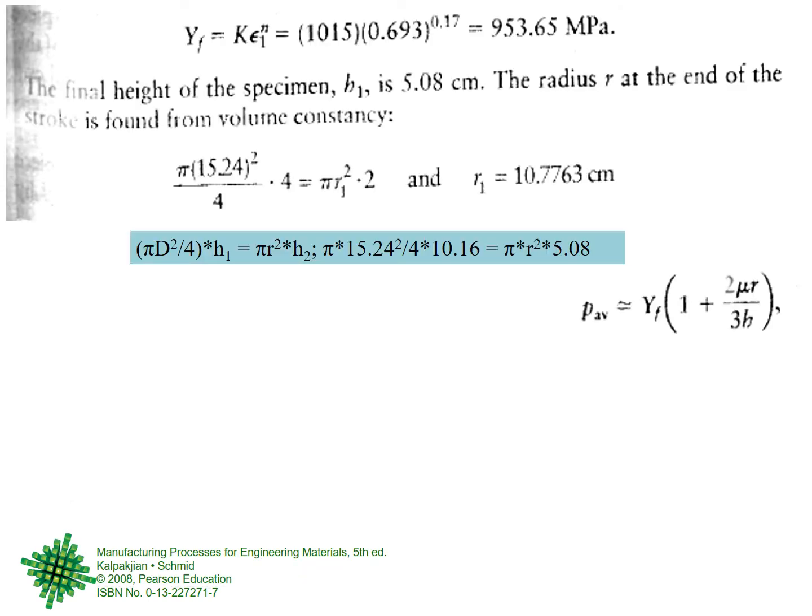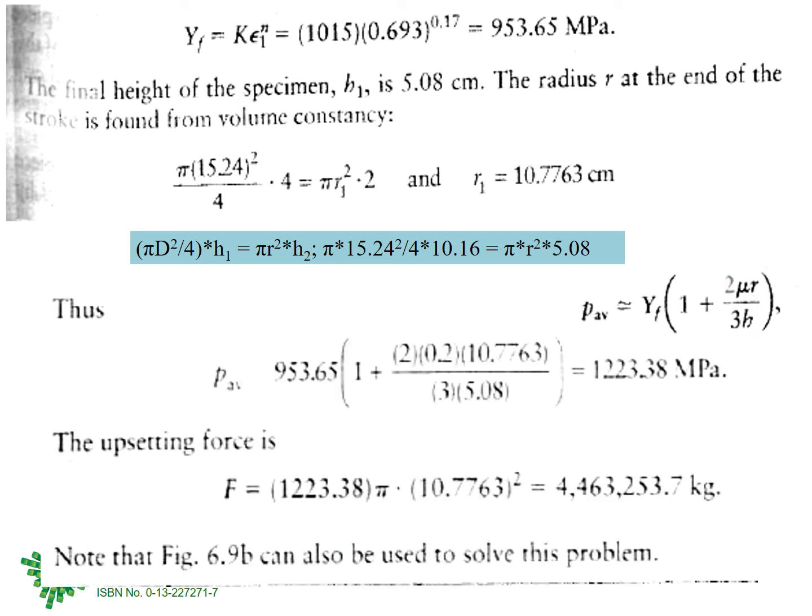So now you have the average flow equation, right? YF you have already calculated, mu is known, R1 you have already calculated, H is known, isn't it? So you just substitute these values. So for YF, whatever you calculated, you put the value. This 2 is there, mu given value, R you just found it, right? H you just found it, 3 is there.